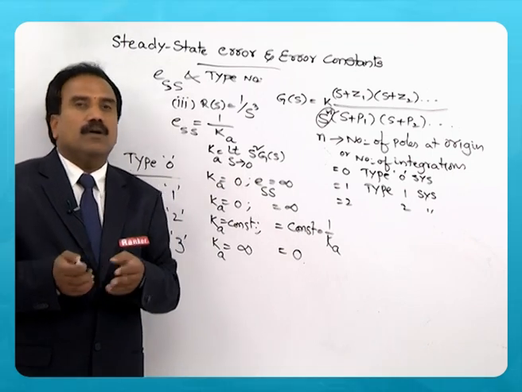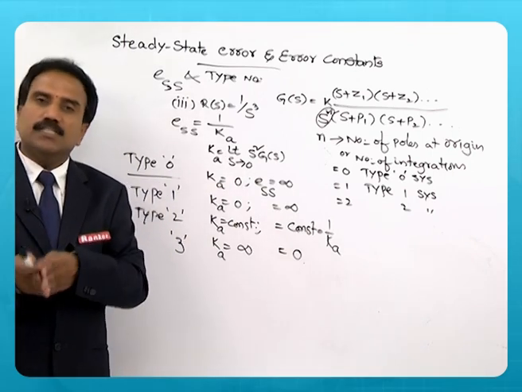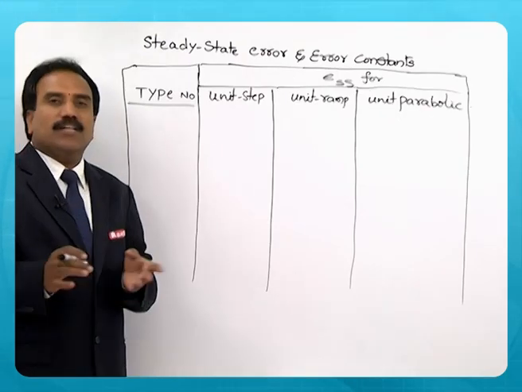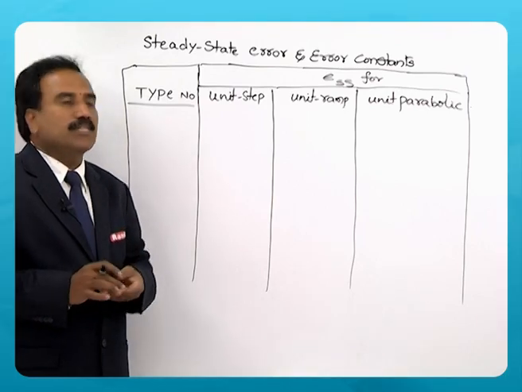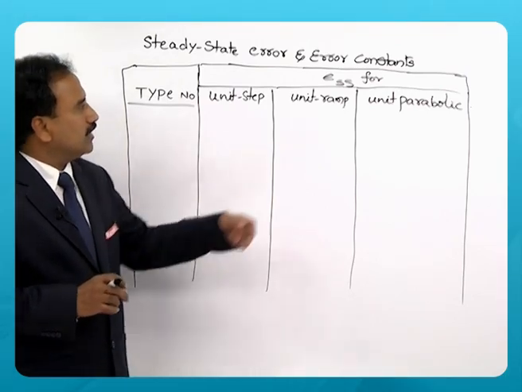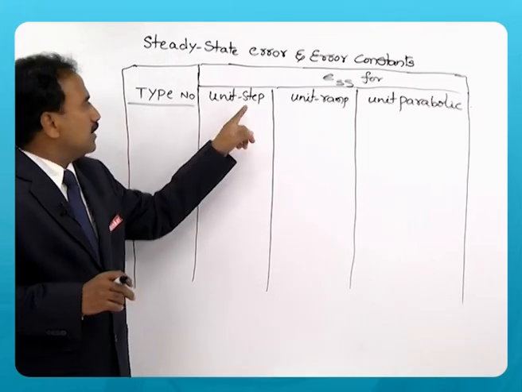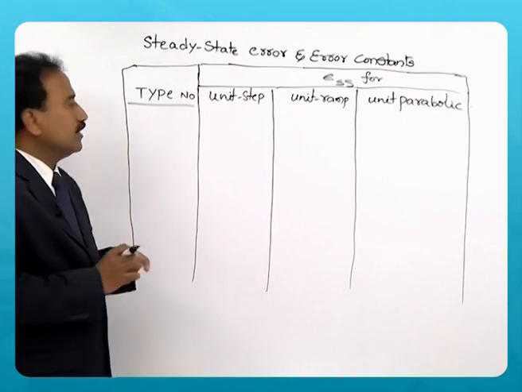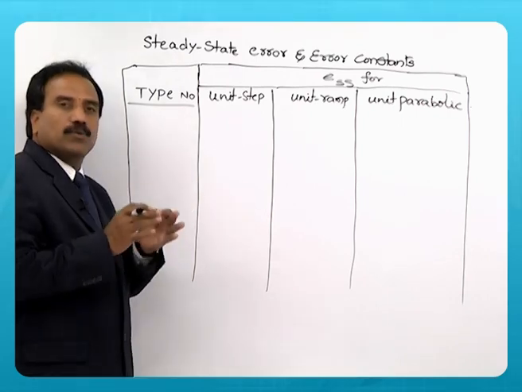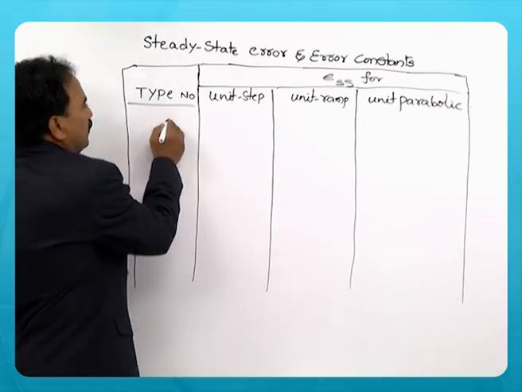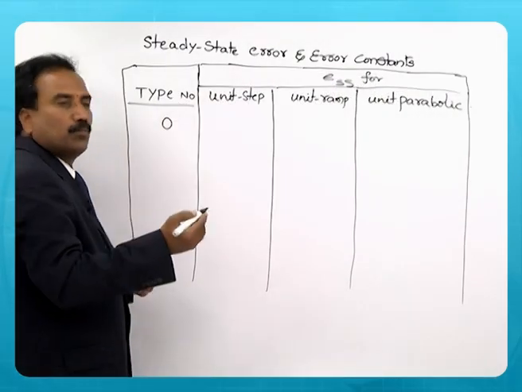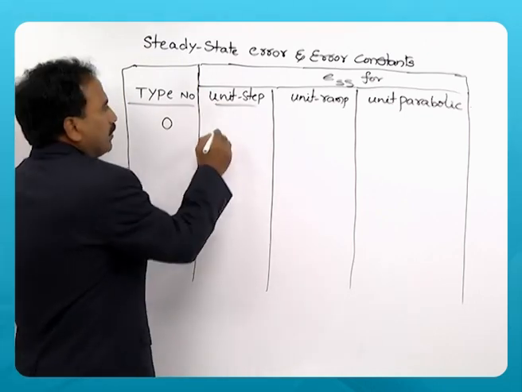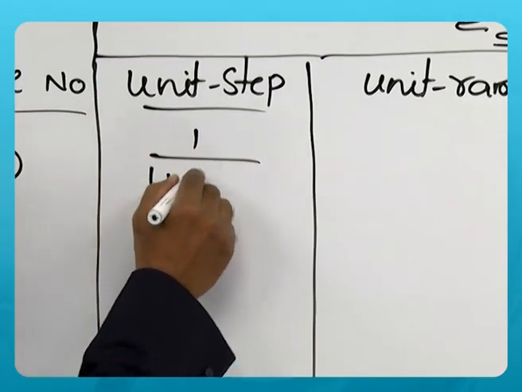Let us tabulate all these error constants and steady state error for different types of systems. So, let us conclude now what actually we have discussed in the form of table, that steady state error depends on nature of the input and also the type number. Type number, as I said, is the number of poles at origin. So, if it is a type 0 system, means no pole at origin, then there will be a steady state error for unit step input to be calculated by using this formula.